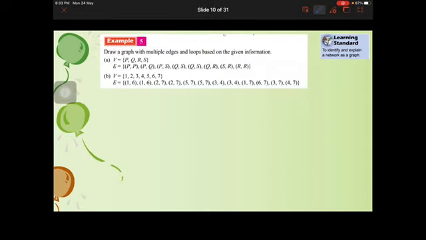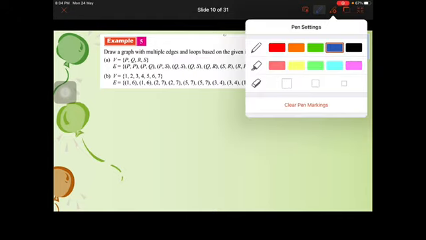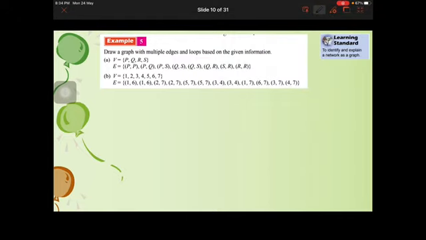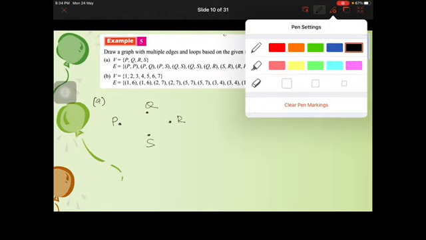Okay, next example 5. Draw a graph with multiple edges and loops based on the given information. Okay, we have multiple edges and loops, so we have to be more careful. Okay, now the vertices given for question A are P, Q, R, and S. So P, Q, R, S. And then now edge, PP. Okay, PP. What is the meaning of PP? Okay, PP means that is a loop.